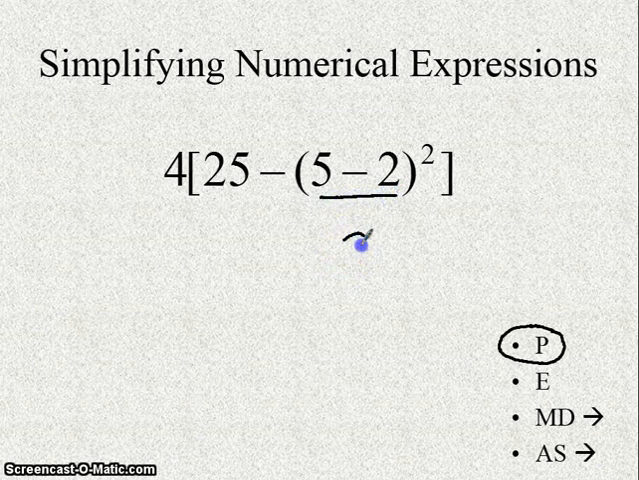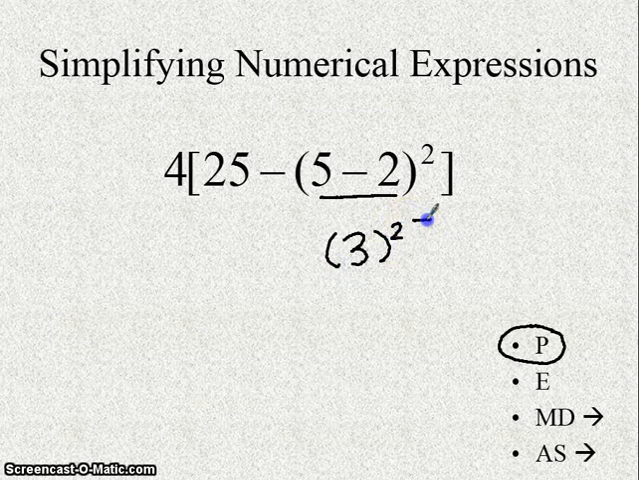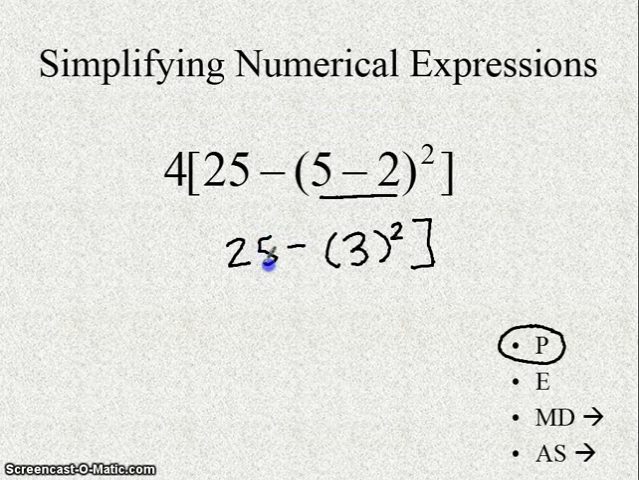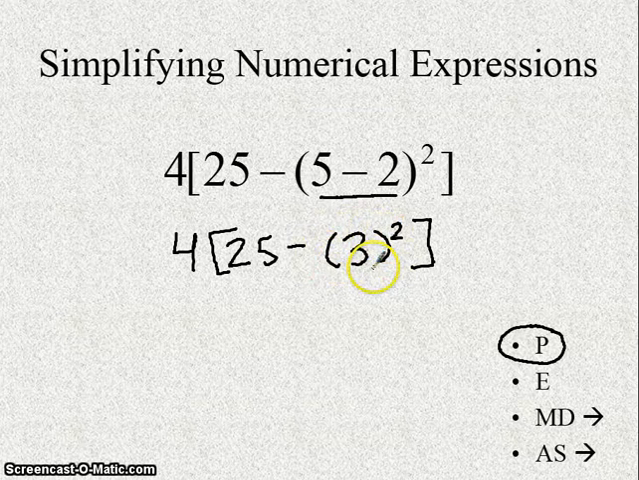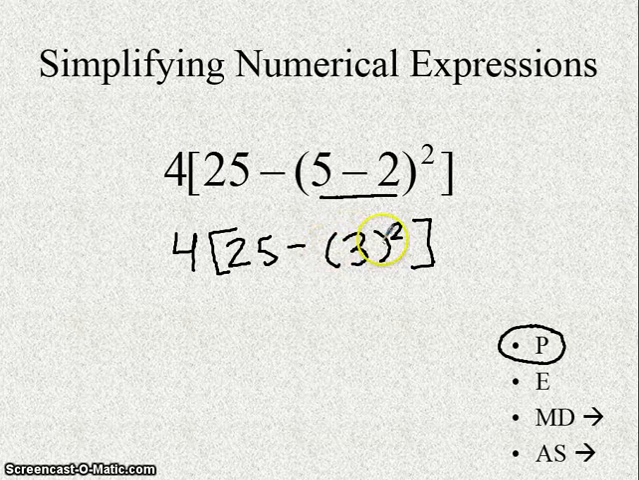5 minus 2 is 3. Rewrite everything else. Now, we still have parentheses here, but there's only one number inside. So this is a simplified grouping symbol.